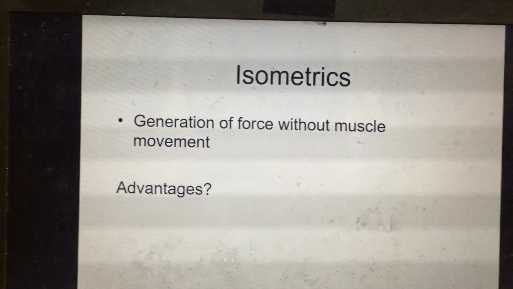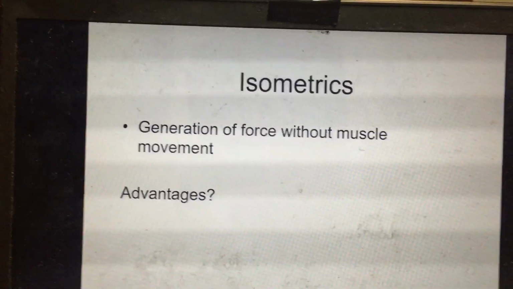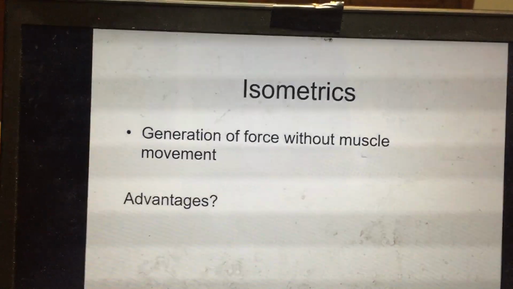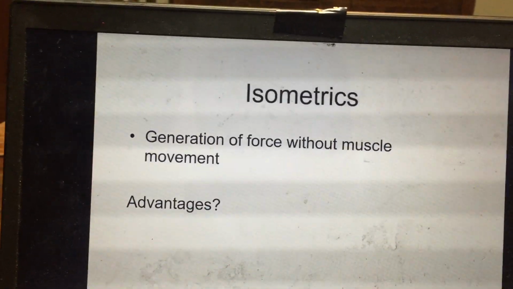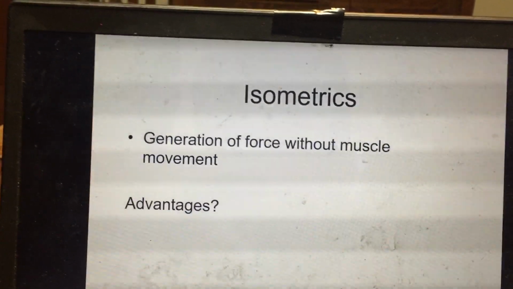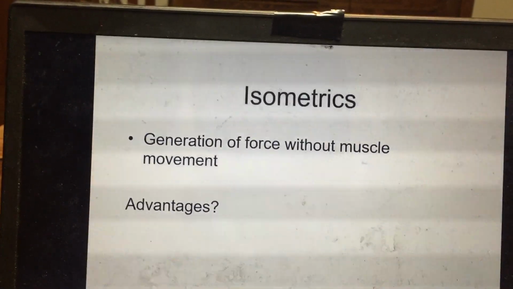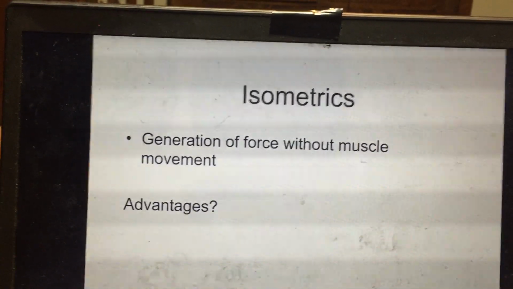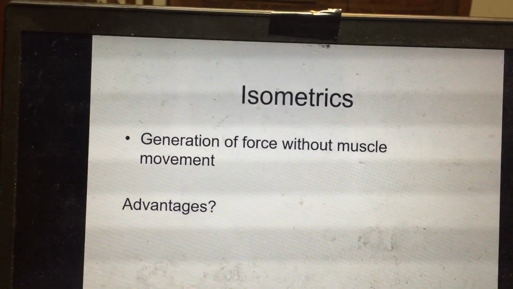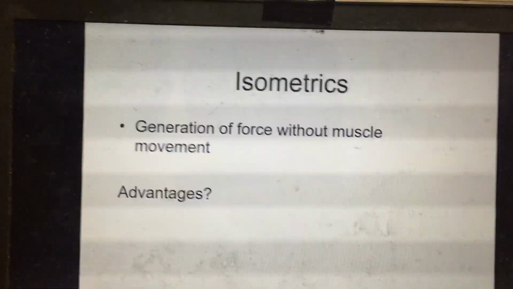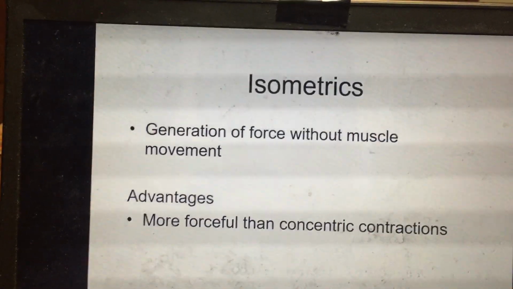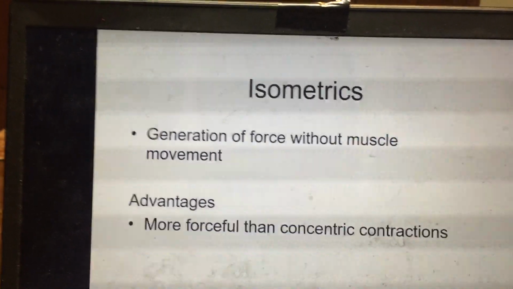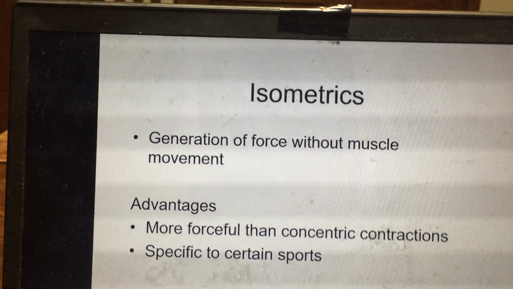Another way to achieve overload, and this is rarely done, is using isometrics. So just to review from earlier in the course, eccentric contractions produce the most force within a muscle, followed by isometrics, and then lastly, concentric contractions produce the lowest amount of force. So isometrics involve generation of force without movement. Again, they produce a lot of force, so that's the advantage. And they're more forceful than concentric contractions. So again, it's a good way to get overload of your muscles.